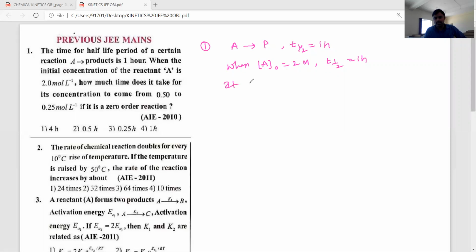Okay, it is zero order reaction. Okay, students. Then how much time does it take for the concentration to change from 0.5 to 0.25 mole per liter in zero order reactions? We know that for zero order reactions, what is the formula of K? K is equal to initial concentration A0 by 2 T half.